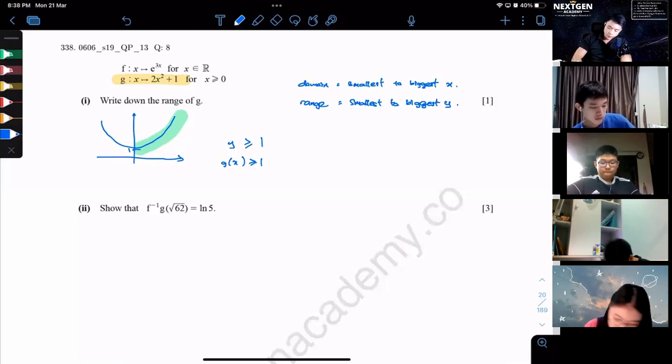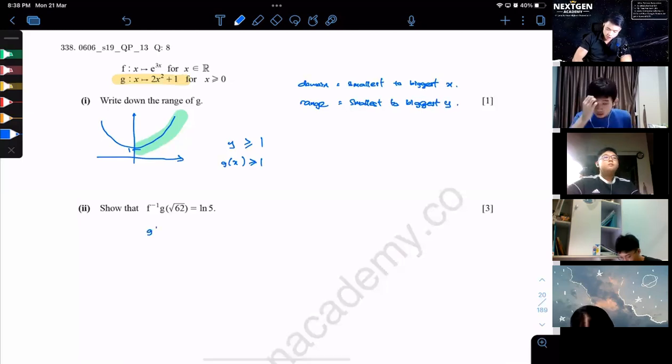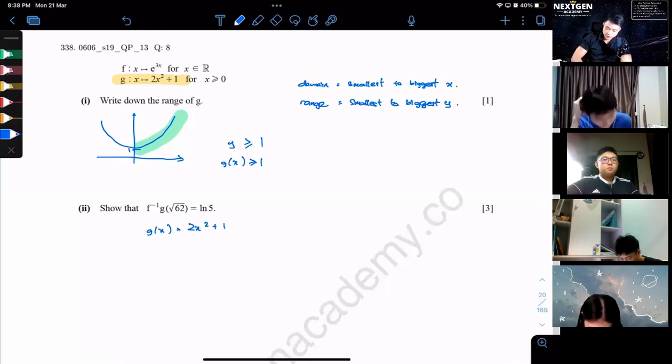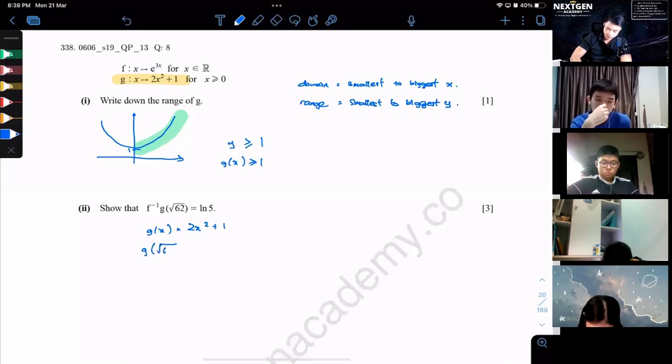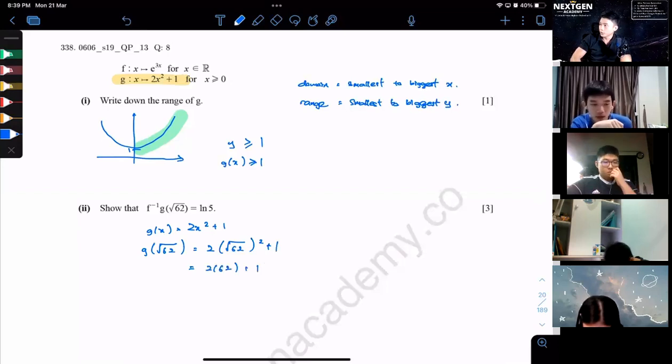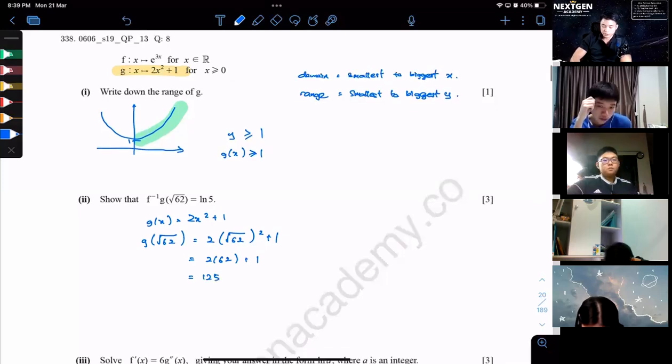Let's finish this up. So g(x). We know that g(x) is equals to 2x squared plus 1, right? So let's solve what's the g here first. Easier to write. g(√62). So this will be 2 times √62 squared plus 1. The square root and square will cancel off. So this will be 2 times 62 plus 1. This will be 124, 125. Okay. Or you can just type in the calculator.